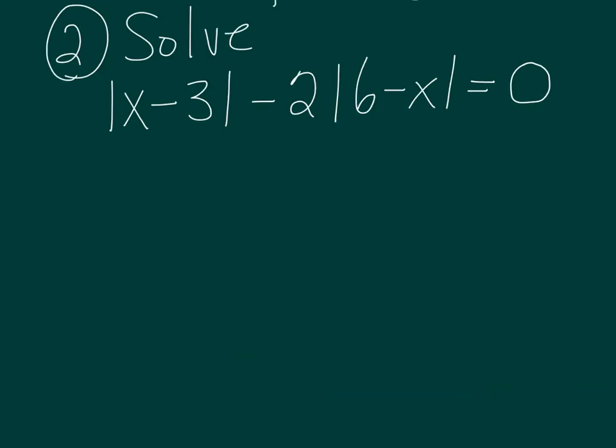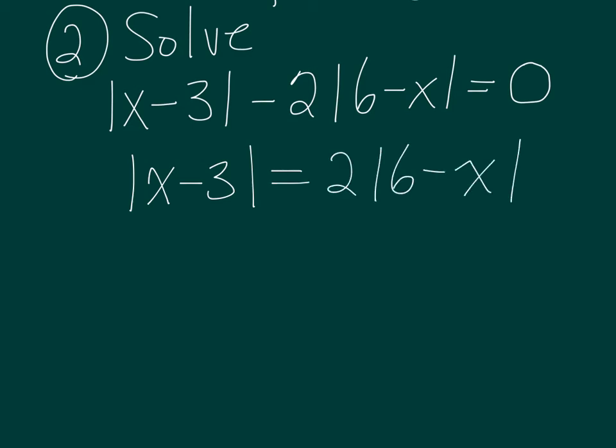Next, I'm going to solve the equation absolute value of x minus 3 minus 2 times the absolute value of 6 minus x is 0. This is similar to the last problem. So first I will rewrite this as absolute value of x minus 3 is equal to 2 times the absolute value of 6 minus x. And again, this boils down to two cases. The case where both the absolute value of x minus 3 and the absolute value of 6 minus x are positive, which is the same as the case where they're both negative. And the other case is the case where one of them is negative and the other is positive.